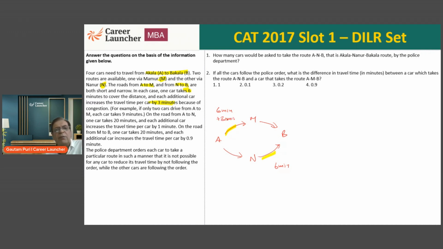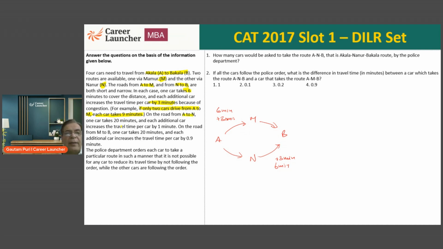Remember, each additional car. So if there are 2 cars, the time for AM becomes 6 plus 3, 9. Each car will now take 9 minutes. Similarly for NB, it is 6 minutes and each additional car means 3 minutes extra because of congestion. If only 2 cars drive from A to M, each car will take 9 minutes. 6 minutes is the normal time, 3 minutes extra due to congestion.